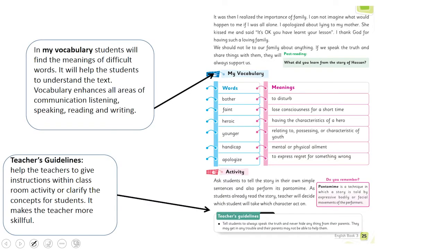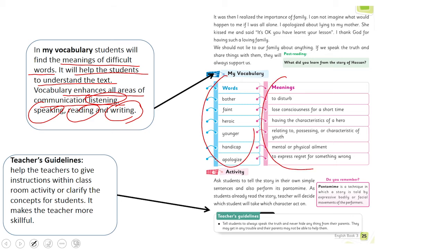In My Vocabulary, students will find the meanings of difficult words. It will help the students to understand the text. Vocabulary enhances all areas of communication: listening, speaking, reading and writing. If you have more vocabulary, you can listen, speak, read and write more properly. These are the words and these are the meanings of these words. If you learn the meanings of the difficult words, you can understand the lesson easily.